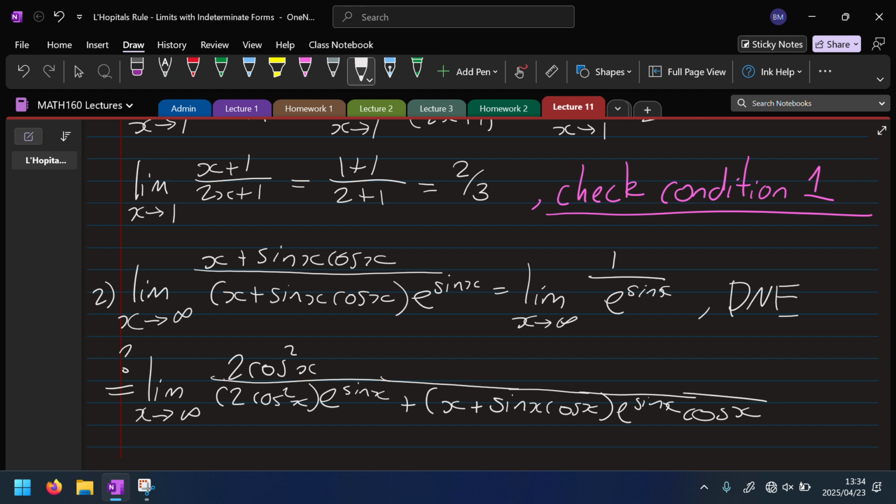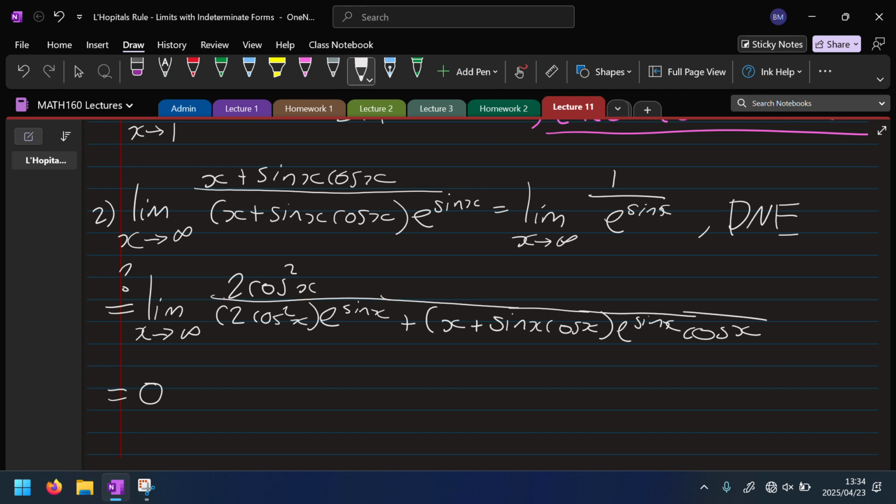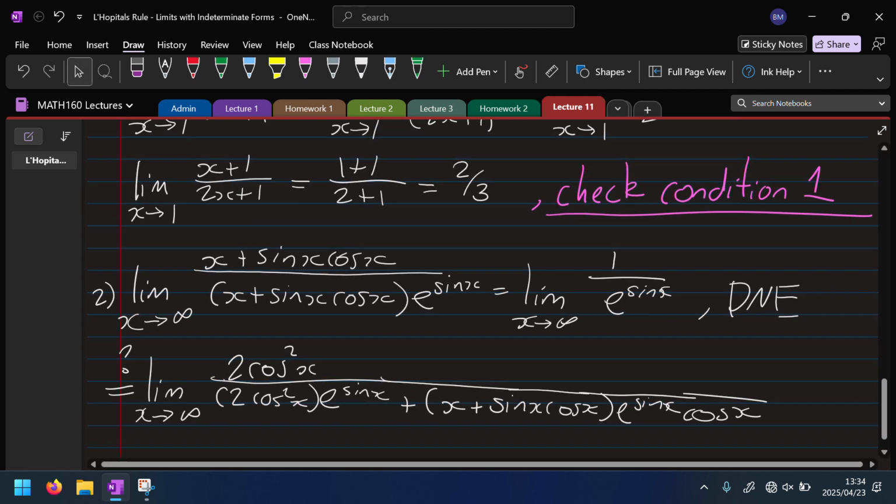But in this case, when we take the limit, this is going to end up being 0. So you can check that. You'll take the limit and you end up with 0. But this is completely wrong. The limit actually does not exist. So what went wrong here?